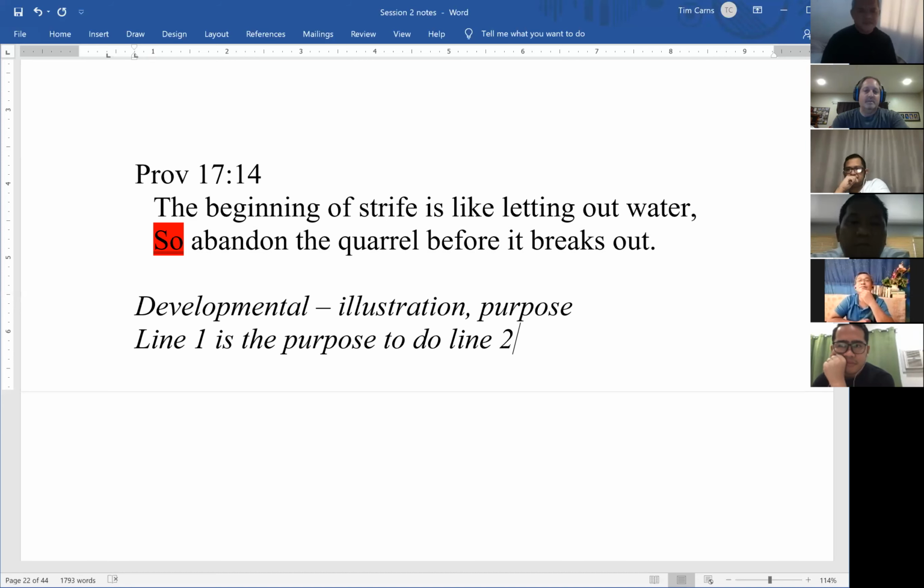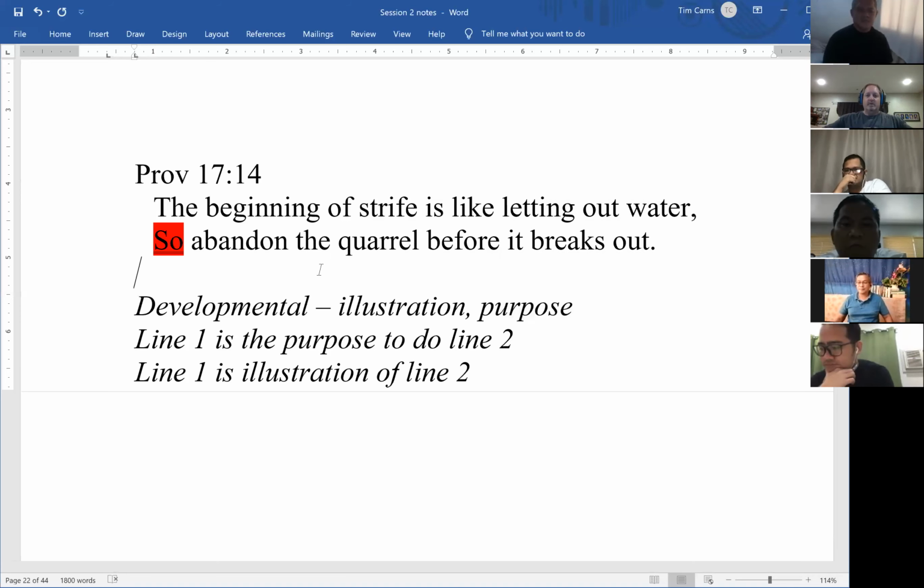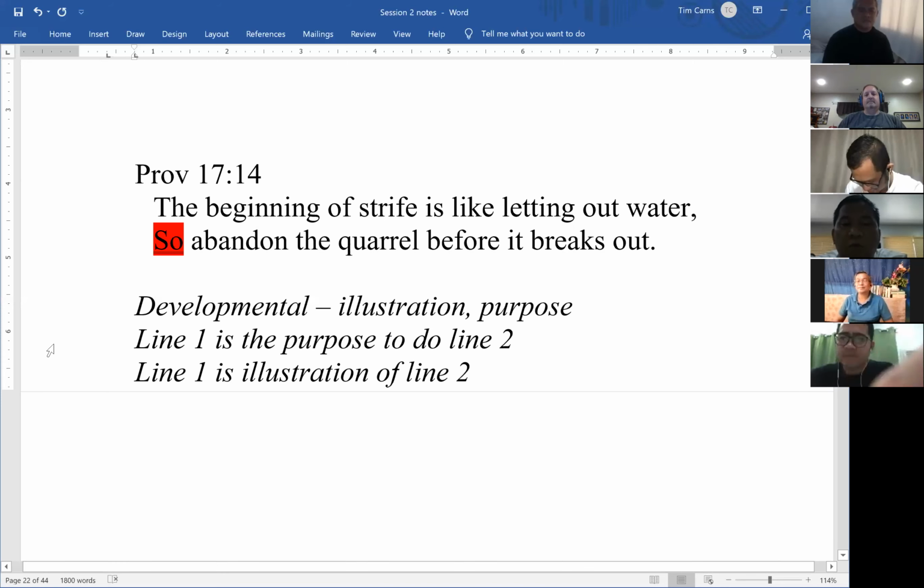Now, it could be, as Brother Kenneth is mentioning, that line 1 is illustration. Is that correct, Kenneth? Yes, it could be. There's this picture here of letting out water, but I think the word so, in this case, might be directing us more to the fact that there's a purpose here. The statement is, abandon the quarrel before it breaks out. Why? Because if you don't, strife is like letting out water, which is a metaphor. But I would lean towards this one myself.